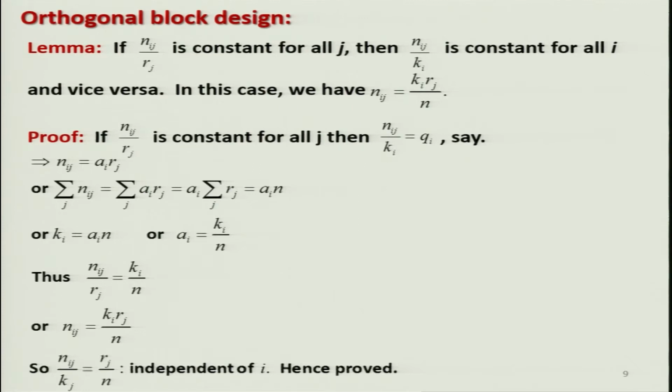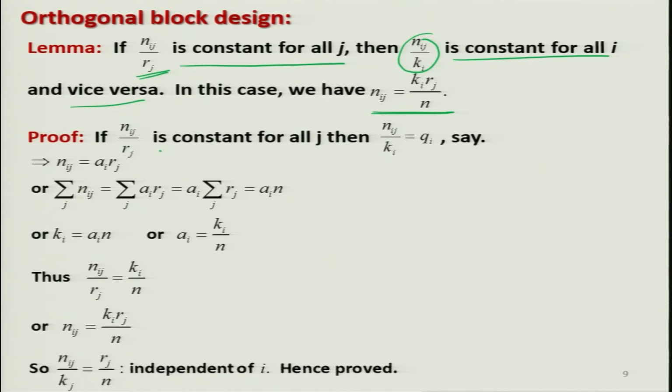Right. Now, we just consider some properties of this orthogonal block design, because that is going to play a very important role in understanding a couple of concepts. So, the first lemma says that if n_ij upon r_j is constant for all j, then n_ij upon k_i is constant for all i, and vice versa. And in this case, n_ij will come out to be k_i r_j divided by n. Right. So, this condition is going to help us a lot, but before that, let us see the proof.